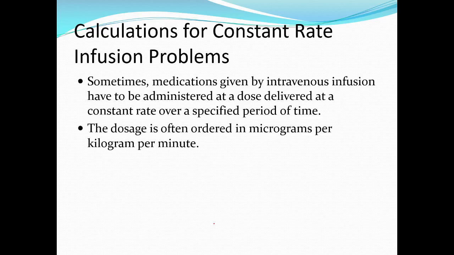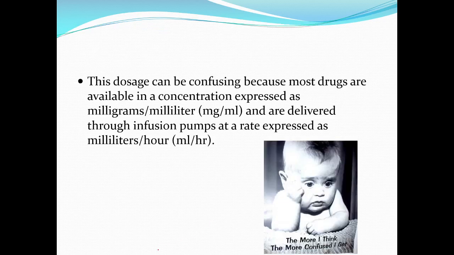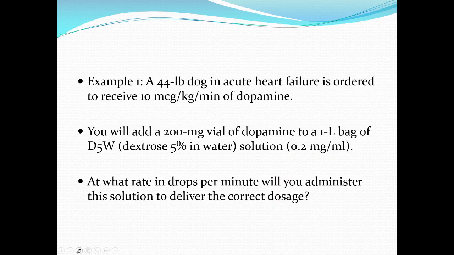And when they write the dosage for constant rate infusions, it's often ordered in micrograms per kilogram per minute, which can be confusing because most drugs are available in a concentration that is milligrams per milliliter, and they're expressed through infusion pumps as a rate expressed in milliliters per hour. So how do we take all of these units and make them into something that we can understand? First, we're going to do this in a way that doesn't have a formula, just so that you can understand this a little bit more organically.